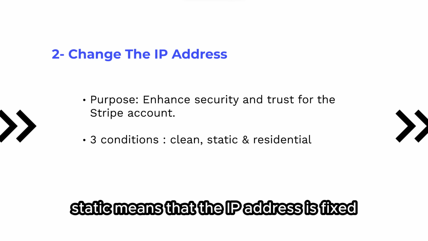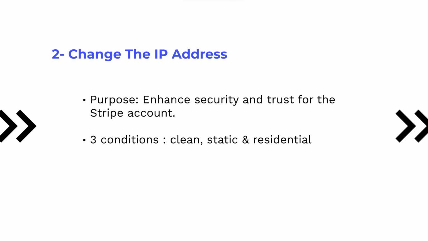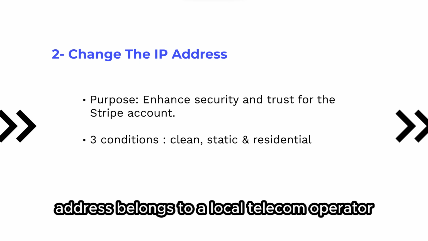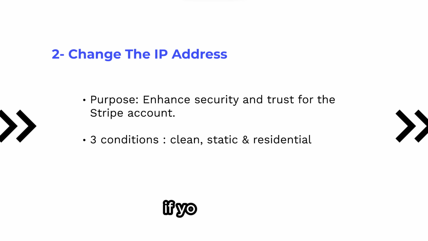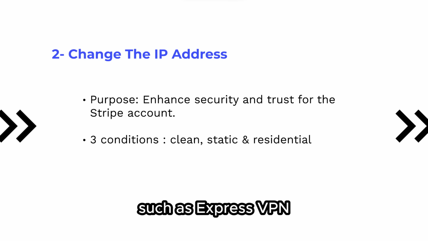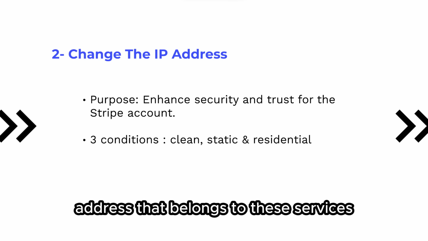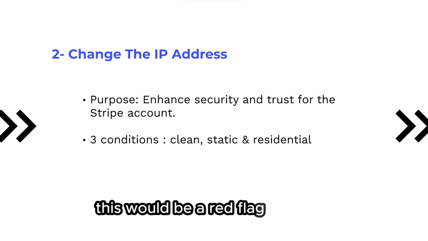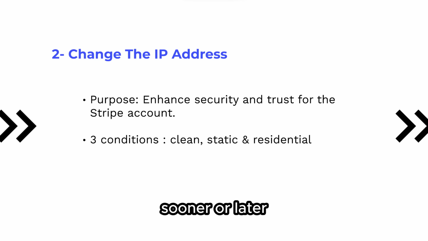Static means that the IP address is fixed and doesn't change like normal IP addresses. Residential means that the IP address belongs to a local telecom operator and not a VPN service. For example, if you use normal VPN services to change your IP address, such as ExpressVPN, Stripe can detect that you're using an IP address that belongs to these services. This would be a red flag for Stripe, leading to the suspension of your account sooner or later.